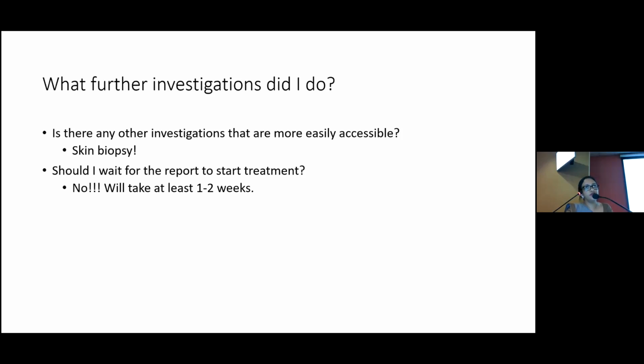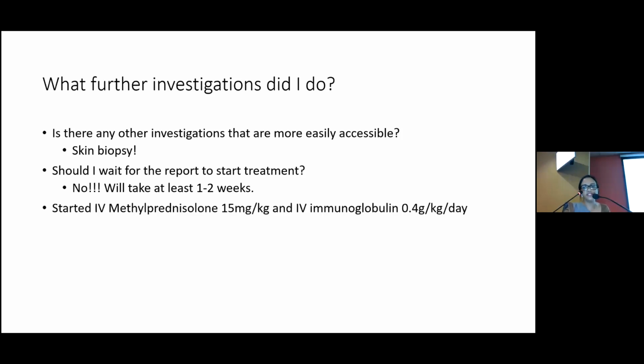If you're asking for a skin biopsy now, and you are talking about infection-related bullous vasculitis, you need to do immunofluorescence. For the immunofluorescence stains to fix and to process the sample, it's going to take a minimum of 1 to 2 weeks, which we don't have. We nevertheless went ahead and did the biopsy and started the patient on IV methylprednisolone and IV immunoglobulin.